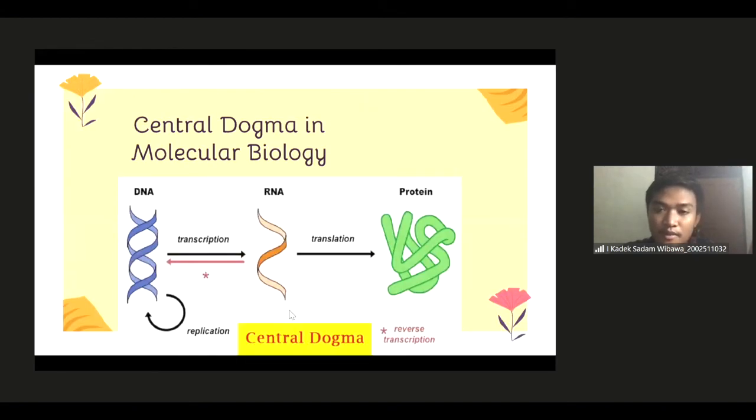The central dogma of molecular biology explains how the process of reading genetic material into proteins plays a role at every metabolic stage in an organism. The central dogma of molecular biology consists of several processes, including DNA replication, transcription, translation, and reverse transcription.